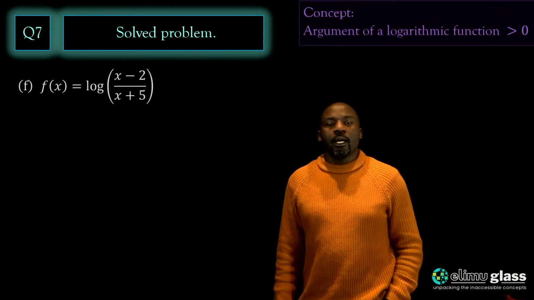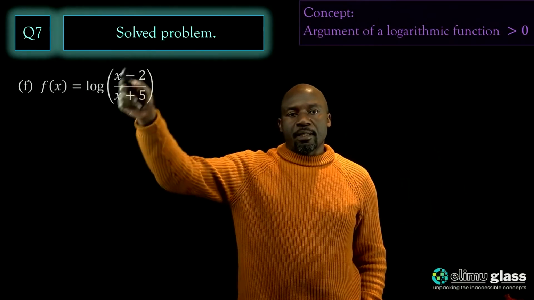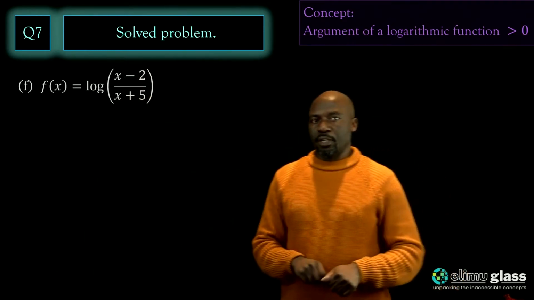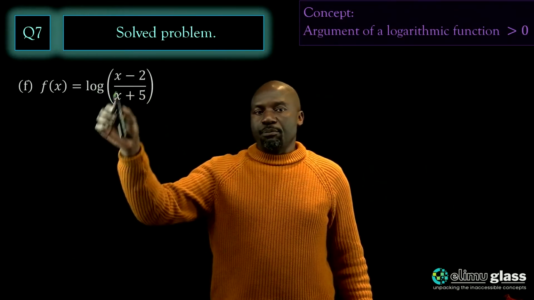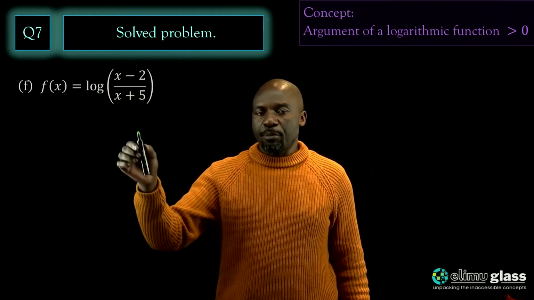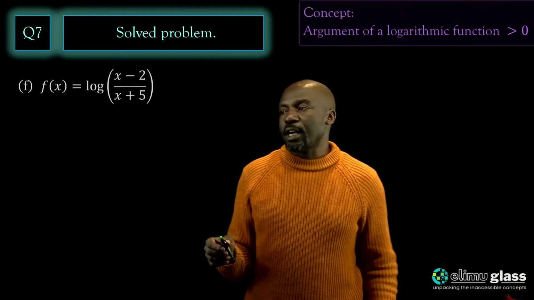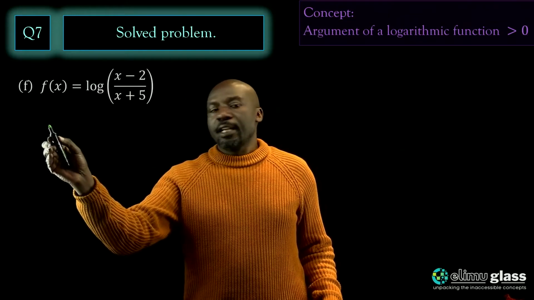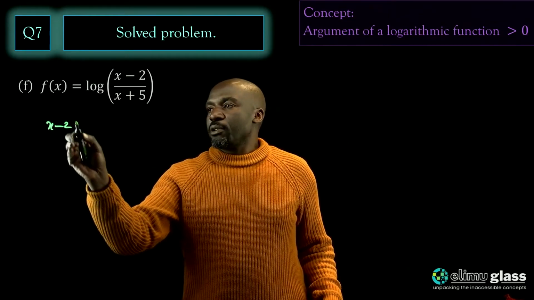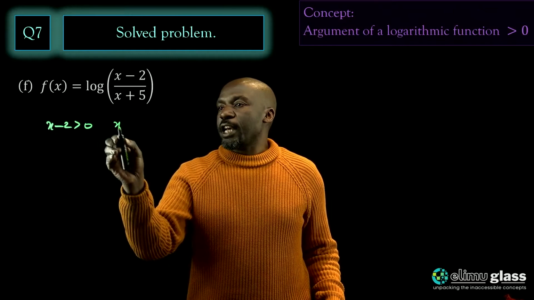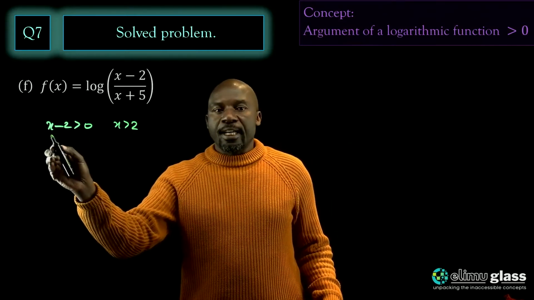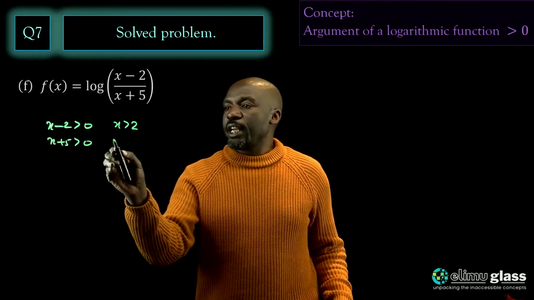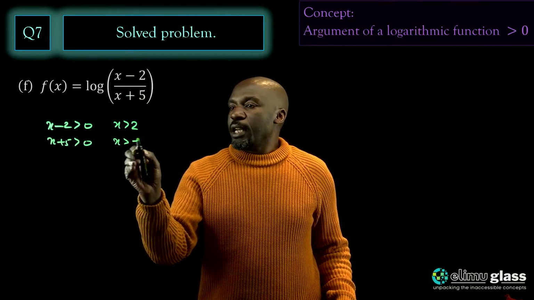Once again, the argument, that stuff inside the bracket, has to be positive. And there are two conditions for this to be positive. So if this is going to be positive, both the numerator and the denominator must be positive, or both must be negative, right? So if both numerator and denominator are positive, then x minus 2 has to be greater than 0, which means x has to be greater than 2, and x plus 5 has to be greater than 0, meaning positive, meaning x has to be greater than negative 5.